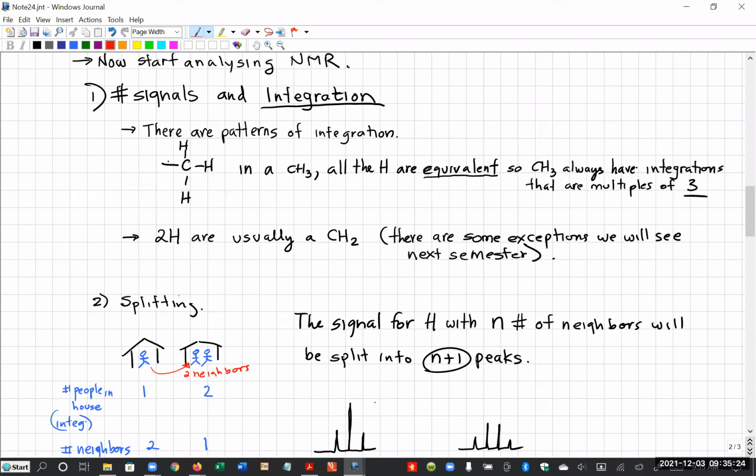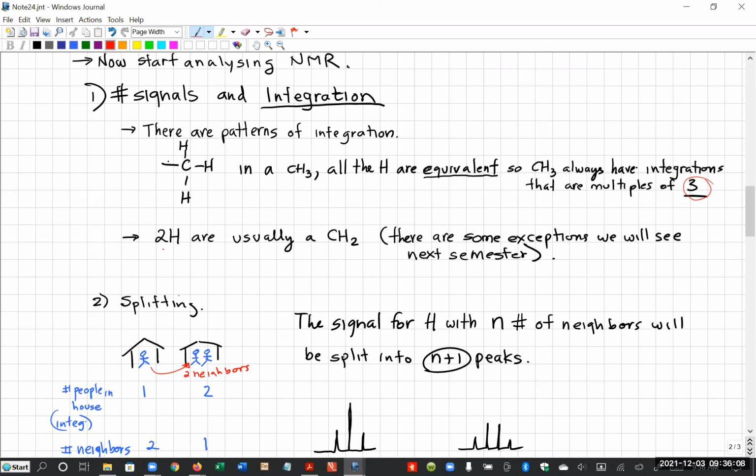So, for example, if we look at a methyl group, which is a really common structure in organic molecules, occurs at the end of chains, it can occur as branches, things like that. 3 hydrogens attached to the same carbon. The methyl group hydrogens are all equivalent, and so they're going to absorb in the NMR at the same frequency. And they're going to give a signal that has an integration that's a multiple of 3. So the way you get an integration of 3 hydrogen in most cases is to have a methyl group.